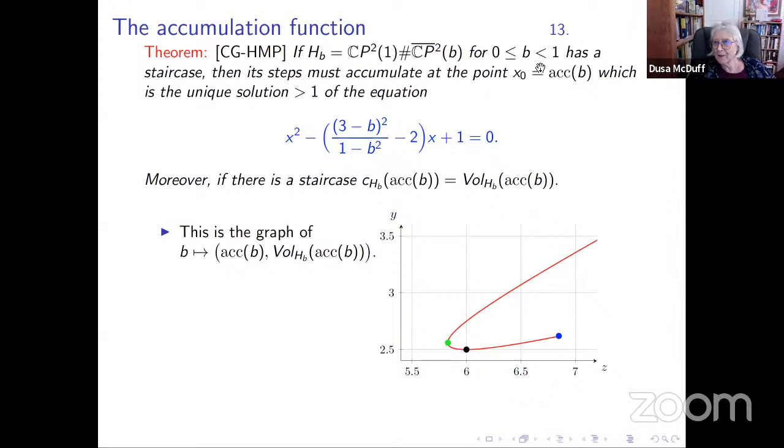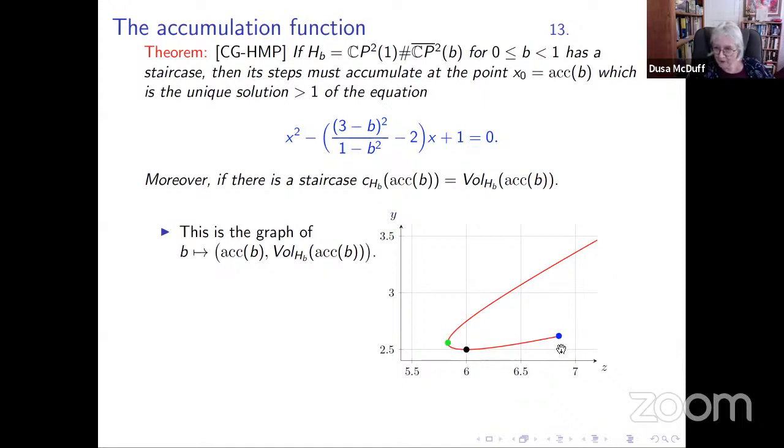So b starts off at 0 and goes to 1. And what we've written down is a parameterized curve where the time parameter, if you like, is b. The first coordinate is where the accumulation point is, and the second coordinate is where the volume is. So we start off here with b being 0, and this is the Fibonacci staircase, which converges to 2 to the 4th, which is less than 7. So that's its convergence thing.